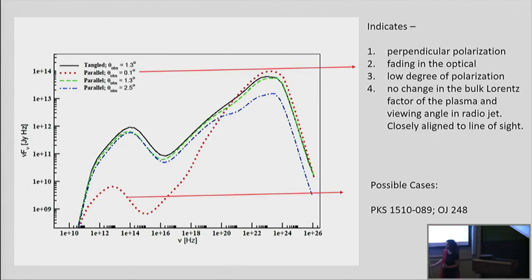So I'm just pointing out the two cases that we are considering right now. We have to sift through some of the data to really pinpoint when this kind of behavior was observed.